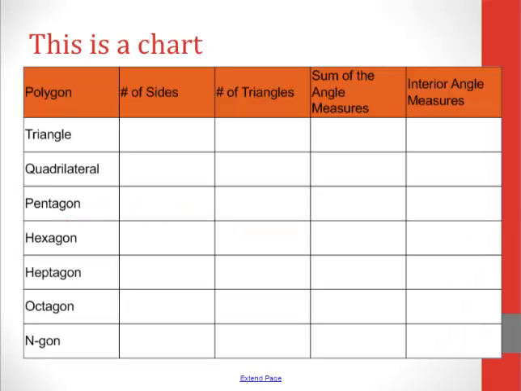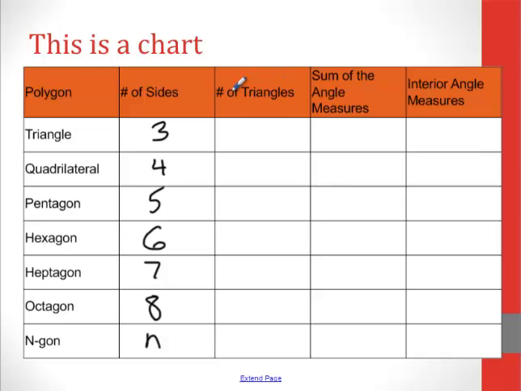So take a minute, draw this chart, label everything. We're going to, throughout this presentation, fill out the whole thing. Right now we're going to start by filling out the first few columns. So triangles have 3 sides, quadrilaterals 4, pentagons 5, hexagons have 6 sides, heptagons have 7, octagons have 8 sides, and an n-gon is what we're saying for any polygon with n number of sides.